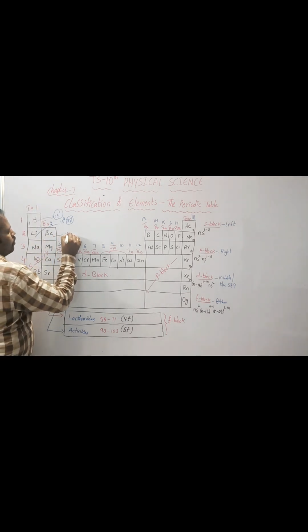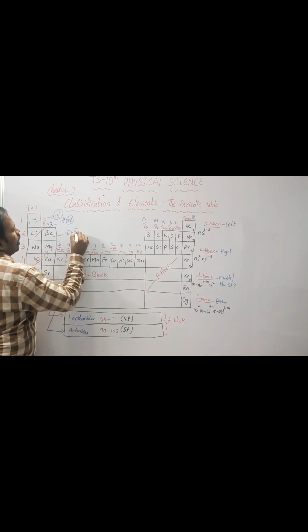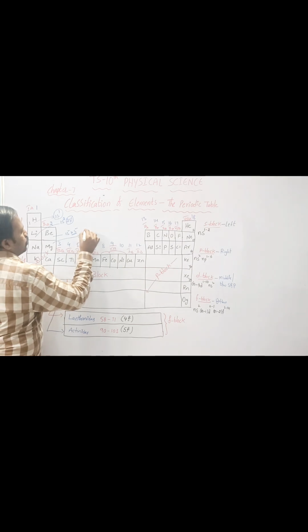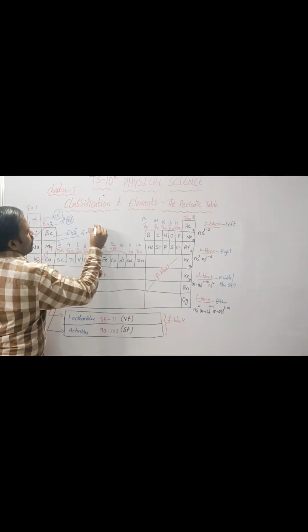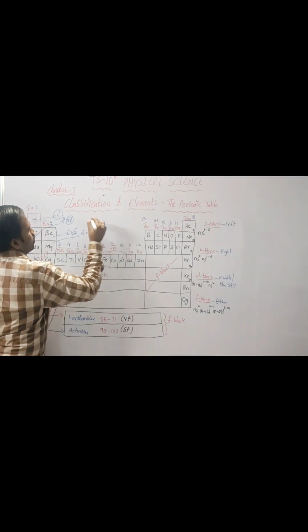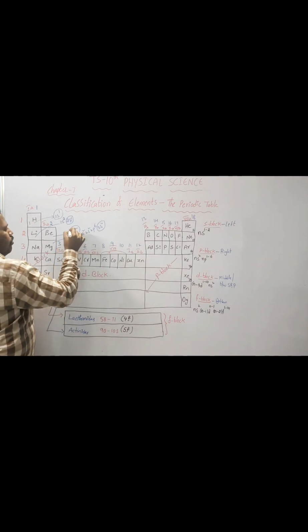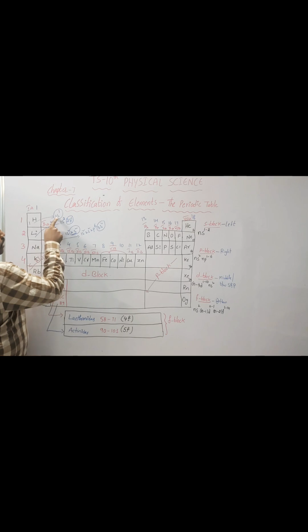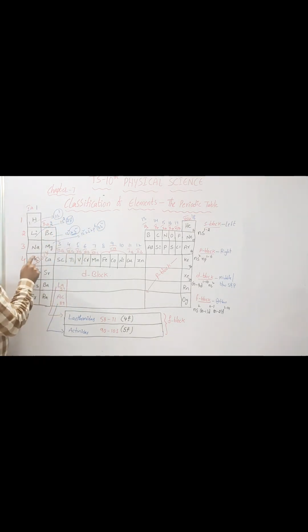Beryllium is 1s2, 2s2. In the valence shell, it has 2 electrons. Magnesium, you can see, is 1s2, 2s2, 2p6, 3s2. In the valence shell, it also has 2 electrons. So the second A group elements have 2 electrons in their valence shell. Next, s1 and s2. The S block has a maximum of only 2 groups, the first A group and the second A group.